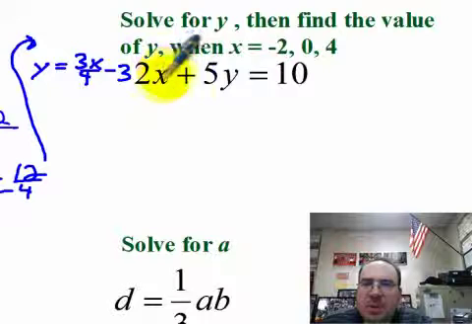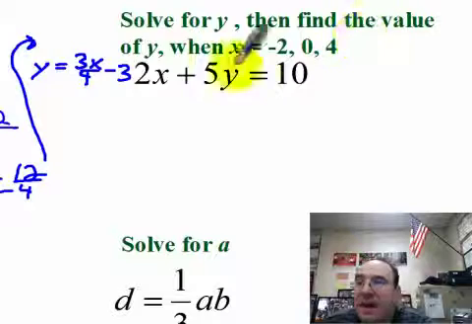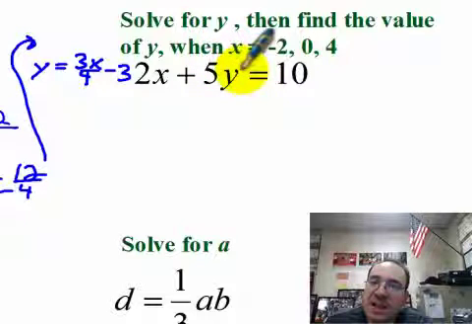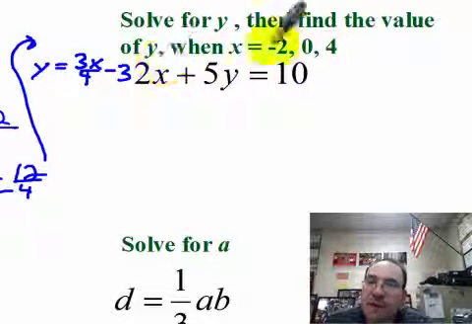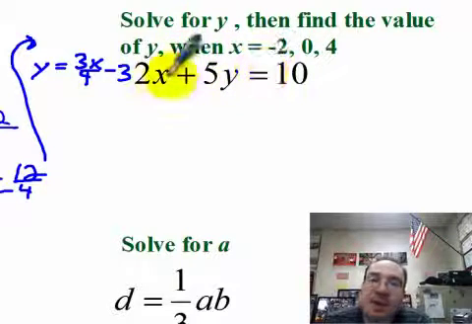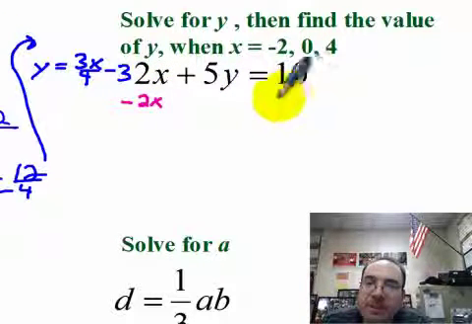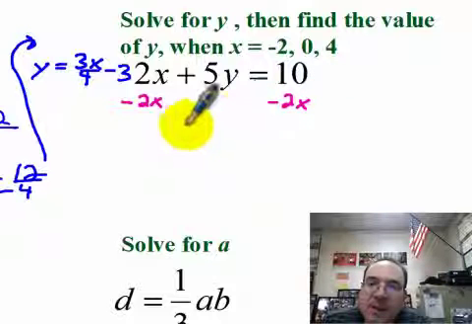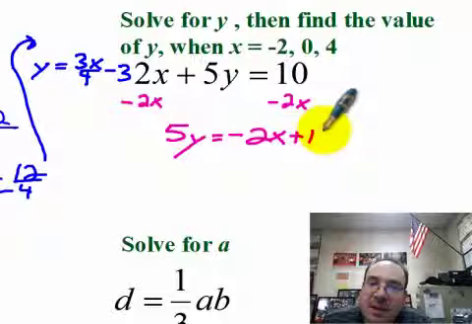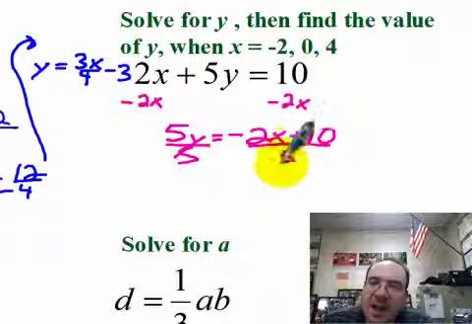Okay, so the next example I'm going to do for you is 2x plus 5y equals 10, and I'm supposed to solve for y again, and then find the value of y when x equals each of those numbers. Now, I could plug x in right now and solve for y 3 times, but I think it works out better to get y by itself first, like we did in the last problem. So here I am going to subtract 2x from both sides, and I get 5y equals negative 2x plus 10, and then I will divide by 5 on both sides.